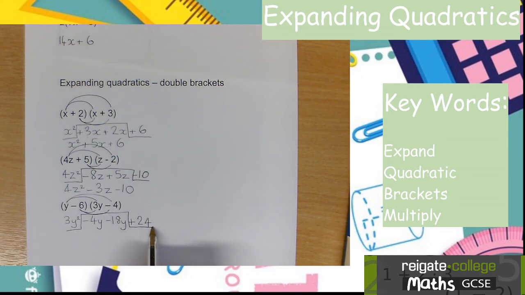And now to simplify, 3y squared minus 22y plus 24.